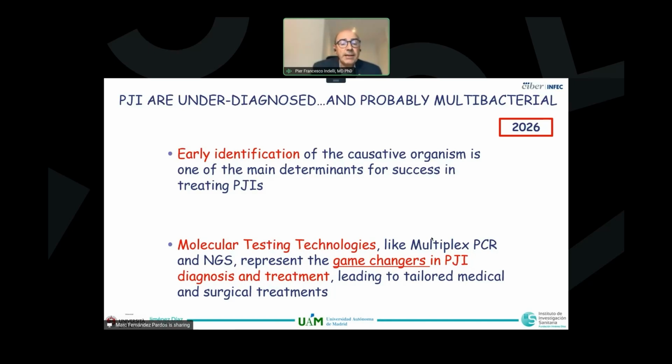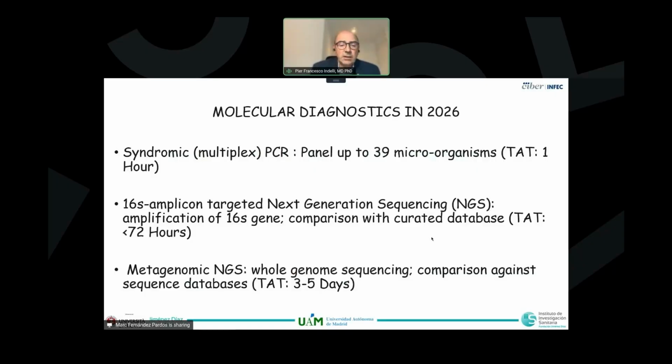And molecular testing technologies like the multiplex PCR, the JI panel by BioMérieux, and NGS, next generation sequencing techniques, represent really a game changer in PJI diagnosis and treatment because they can lead to a tailored medical and surgical treatment. So in 2026, as Dr. Esteban just showed, we have three major options.